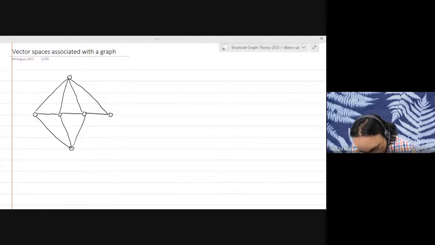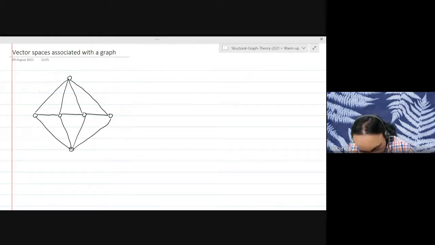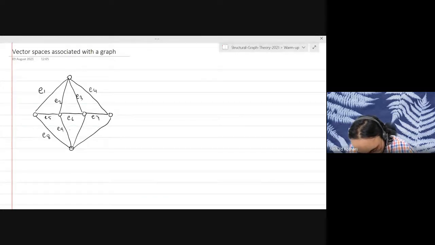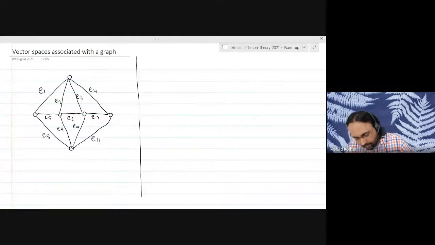Let's look at this graph here. I won't label the vertices, I'll just label the edges because we are going to be interested in edge sets of the graph. So let's call these E1, E2, E3, E4, E5, E6, E7, E8, E9, E10, and E11. And we will look at subgraphs of the graph, but we won't worry about which vertices are in our subgraph. We will look at spanning subgraphs.